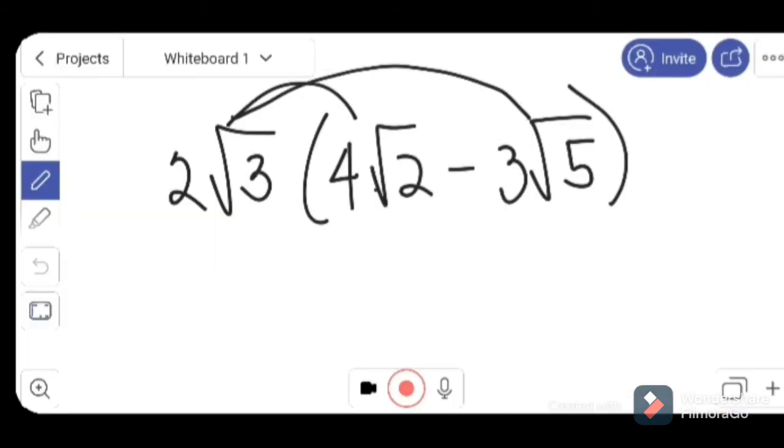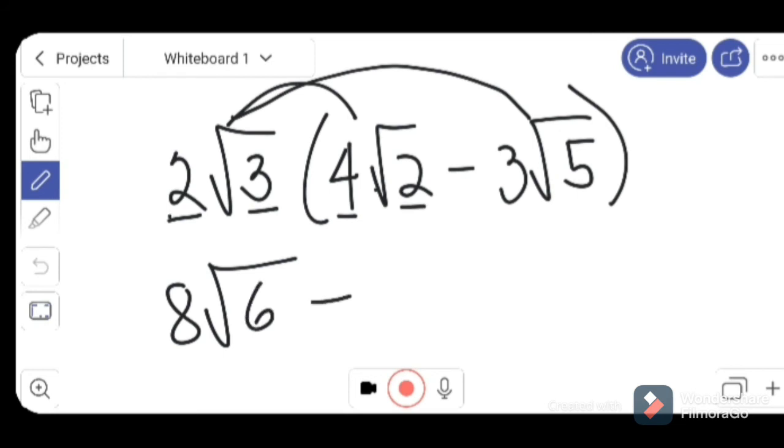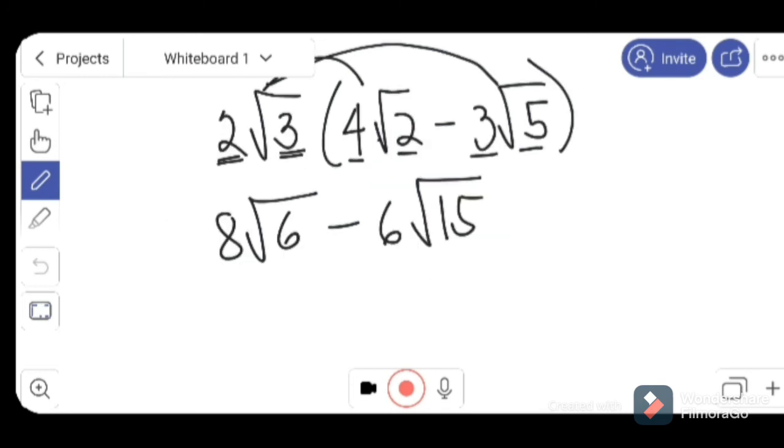Use the distributive property. So 2 times 4 is 8, square root of 3 times 2, 6, minus 2 times 3, 6, 3 times 5, 15. This is now the final answer since the radicals are not similar.